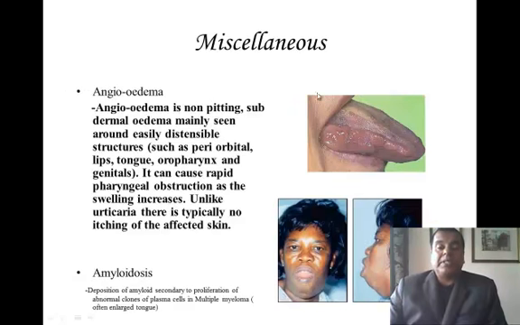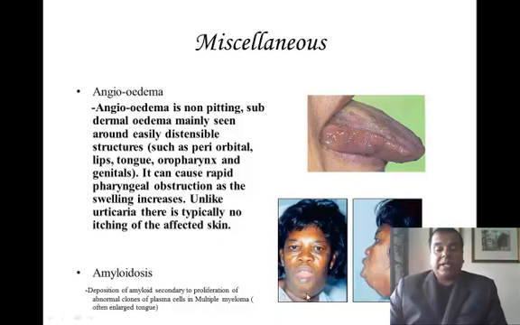Angioedema, which is basically an allergic hypersensitive reaction, can cause non-pitting subdermal edema, seen around easily discernible structures such as periorbital, lips, tongue, oropharynx and genitals. Can cause rapid pharyngeal obstruction as the swelling increases and cause difficulty with breathing and can be fatal. Unlike urticaria, there is typically no itching of the affected skin.